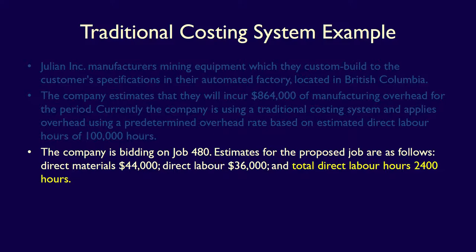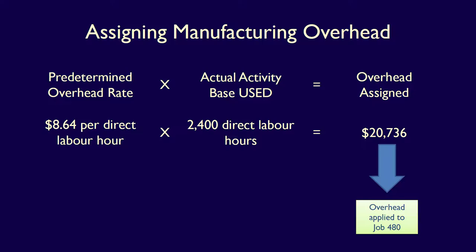The company estimates that a total of 2,400 direct labor hours will be used in producing this job. So we can use this information to calculate the allocation of manufacturing overhead. The predetermined overhead rate of $8.64 per direct labor hour multiplied by 2,400 direct labor hours equals $20,736. This is the estimate of how much overhead will be consumed when producing job 480.